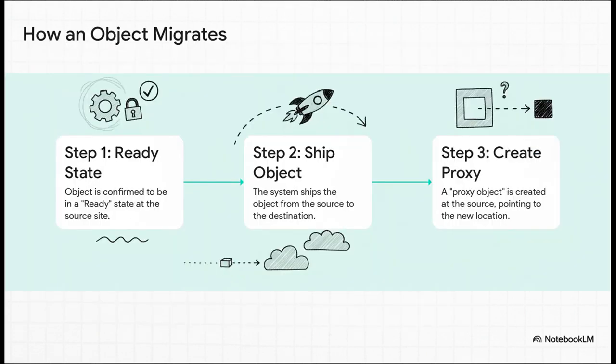So how does an object actually pack its bags and move from one machine to another? Well, first, the system makes sure it's in a ready state. Then it ships the object over to its new destination. But here's the clever part. To keep track of it, a proxy object is left behind at the original spot. It acts just like a forwarding address, always pointing to the object's new home.